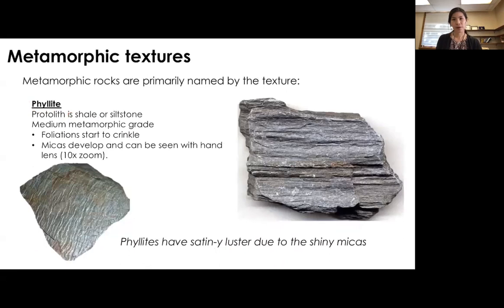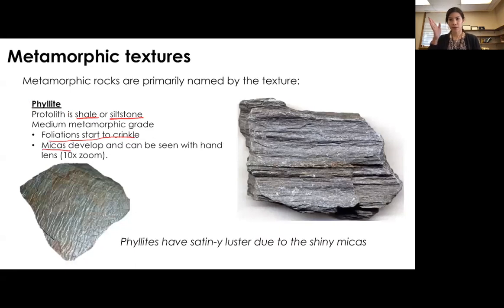All right, if we increase the metamorphic grade, we get a rock that we didn't actually go over earlier. It's called a phyllite, and it is somewhere in between the slaty texture and the schisty texture. So a phyllite tends to come from a shale or a siltstone originally, and is at a medium metamorphic grade. The difference between a slate and a phyllite is that the phyllite has started to develop crinkles in the foliation, and it has started to grow micas.